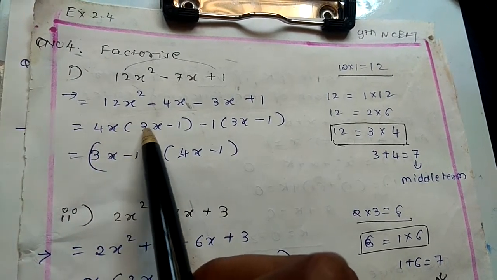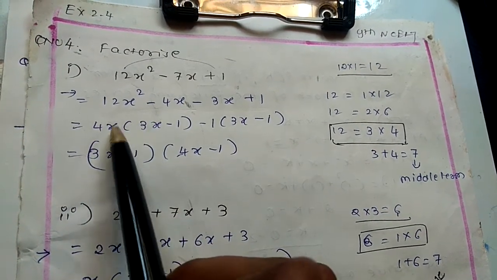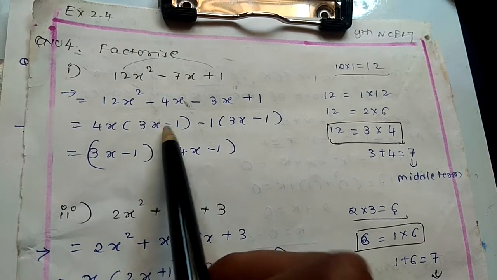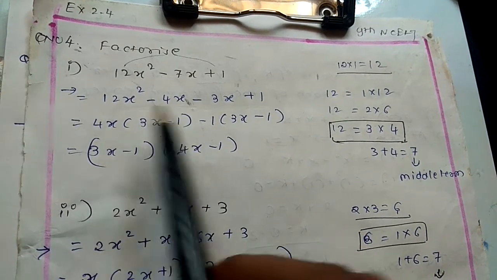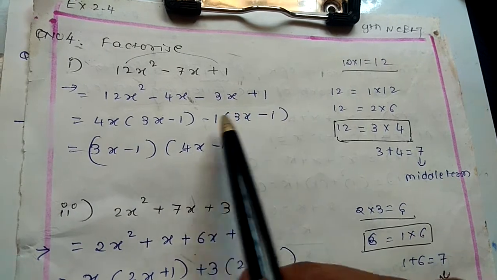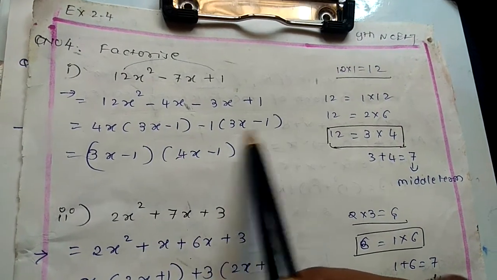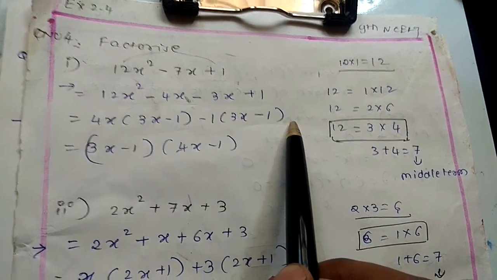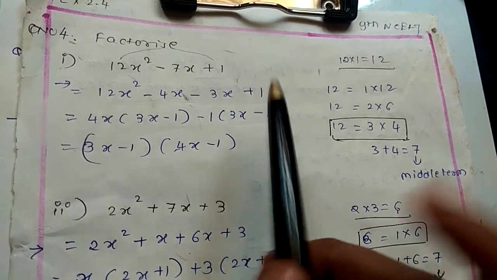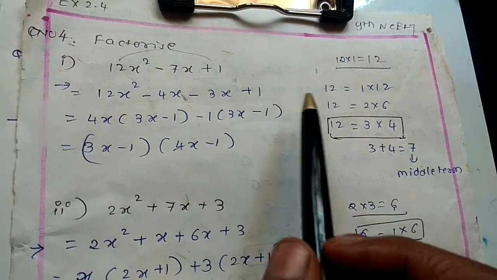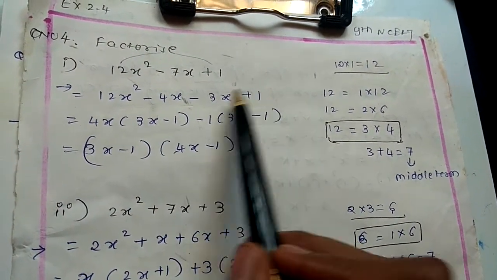What will remain? Here 4 threes are 12, x into x is x square, so x will remain, and minus 4x went here, so 1. Now here you have to try to get the same bracket. Remember, you should get the same bracket. Here nothing is common, but 1 is always a factor of each number or each term. So you can take 1 as common.